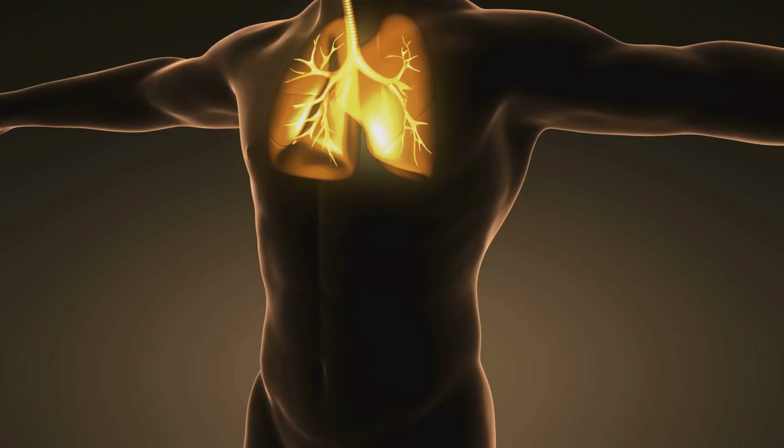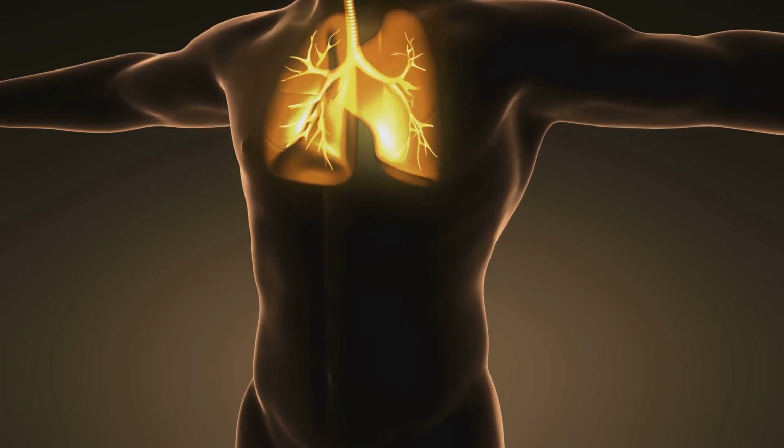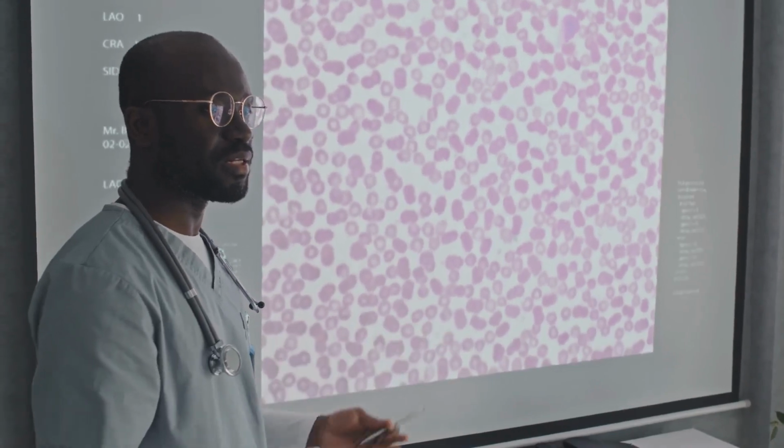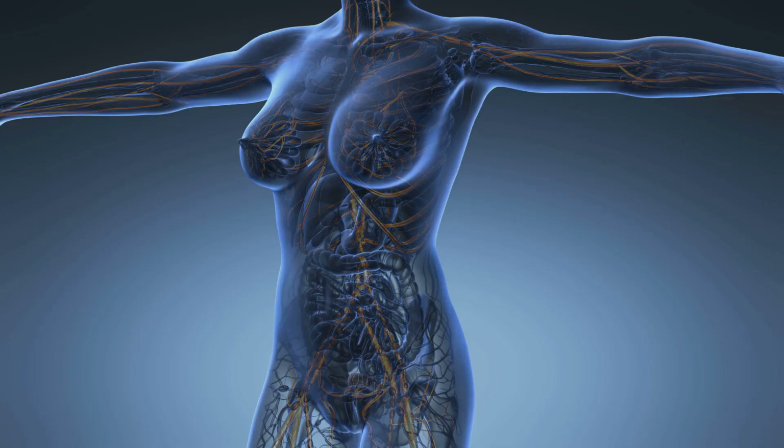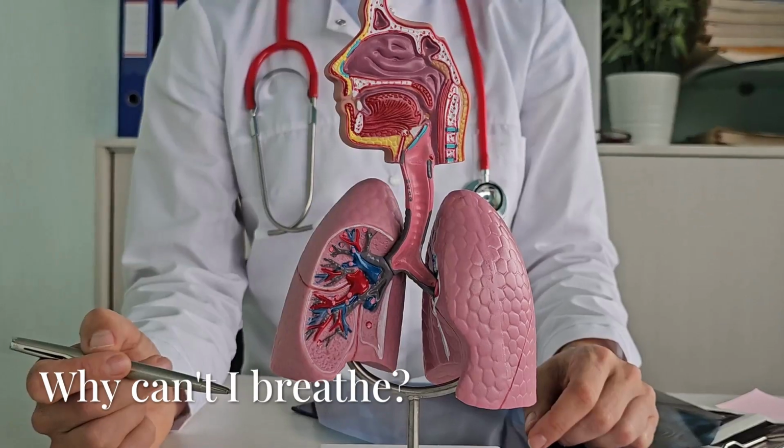Our bodies are incredibly adaptable, but they have limits. When the pH of our blood goes outside the healthy range, our cells can't function as they should. This can affect every system in the body.